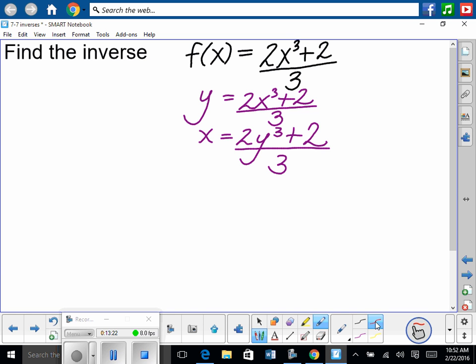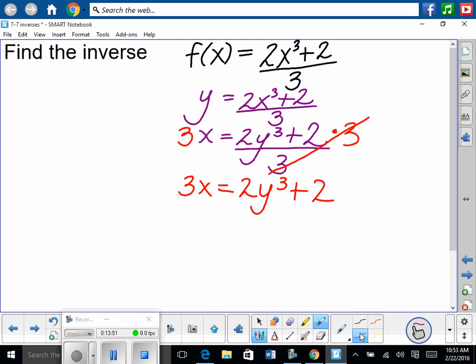What undoes division? Multiplication. So I'm going to multiply both sides by 3. So we have 3x is equal to, now look, what's 3 divided by 3? 1. What's 1 times anything? 1 times anything is just itself, good. So over here we have 2y cubed plus 2. Is everybody comfortable? Okay, next step. Minus 2. So we have 3x minus 2 is equal to 2y cubed.